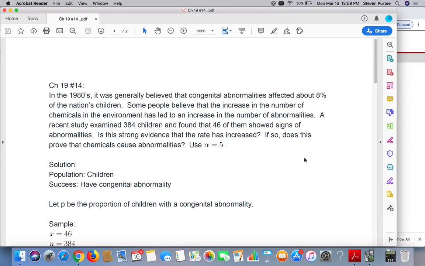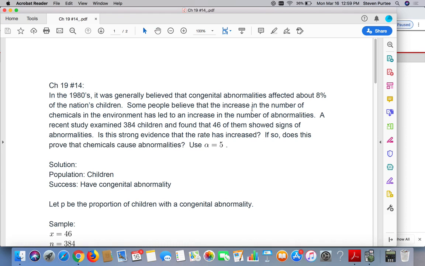All right, this is chapter 19, problem number 14. This is a problem from your book. We're still talking about hypothesis testing for proportions. So in this problem, in the 1980s, it was believed that about 8% of children had congenital abnormalities.